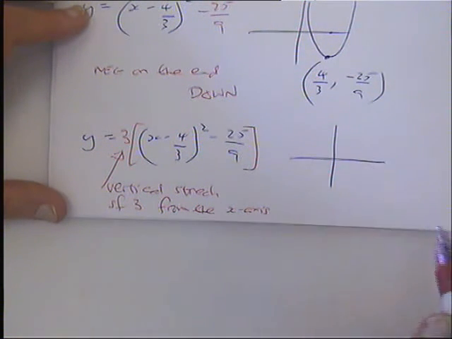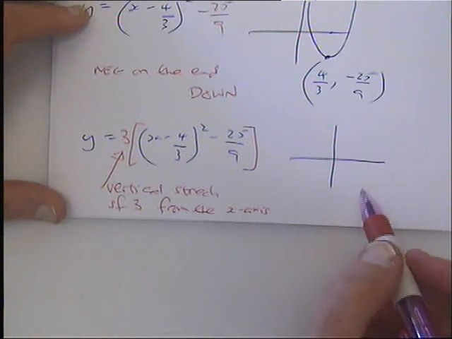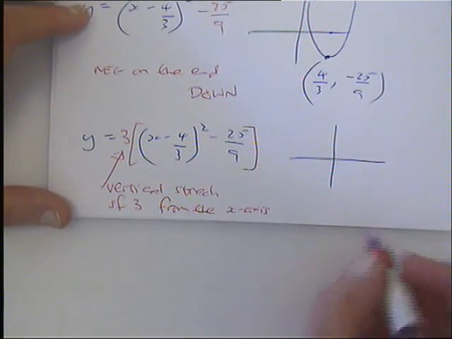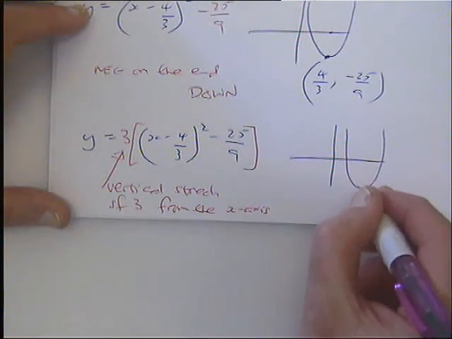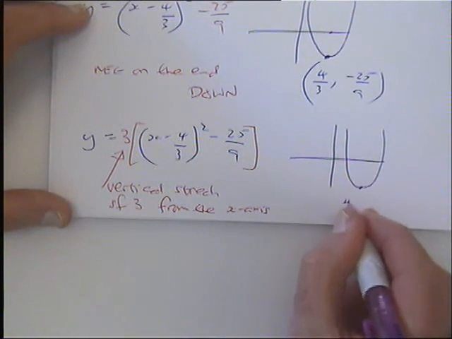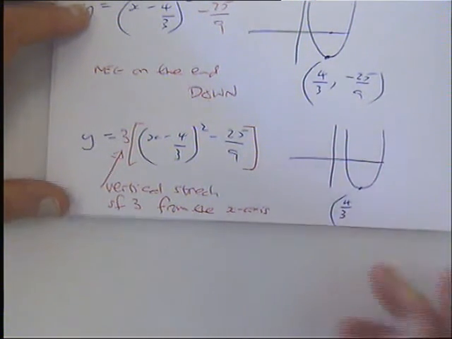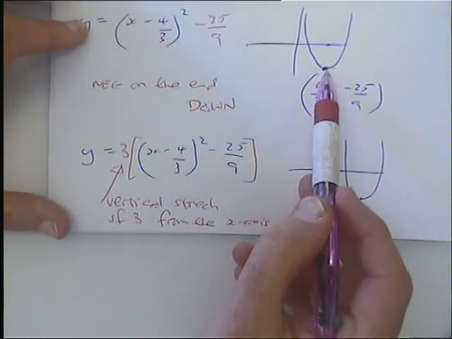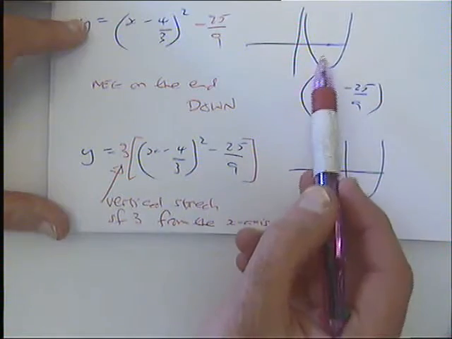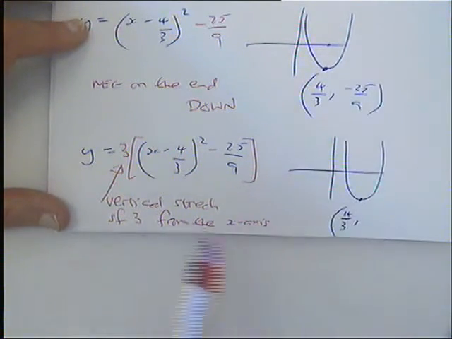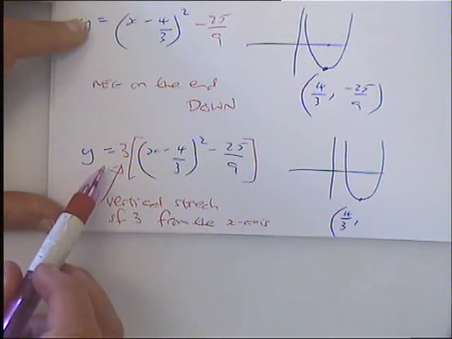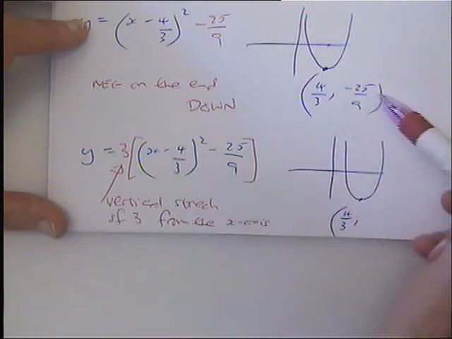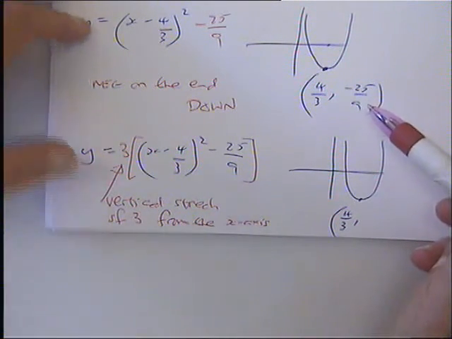So, is the 4/3 still going to be important? Yes, the x-coordinate of that vertex is still going to be 4/3. But the y point here will no longer be 25/9 below the x-axis. It will be 3 times as far away from the x-axis. What is 3 lots of 25/9?